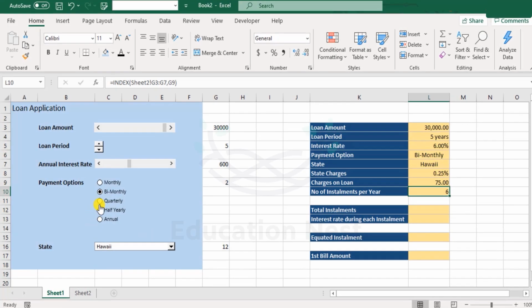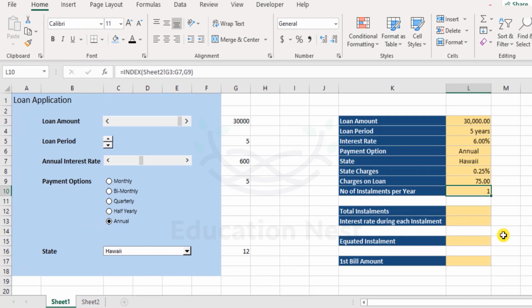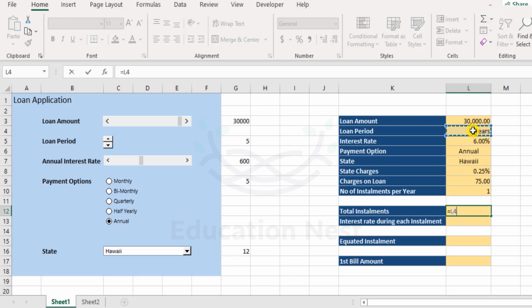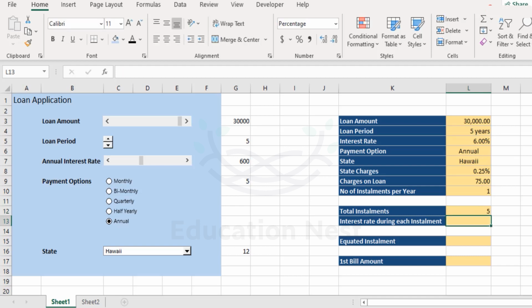For now, let's keep it to annual. So it's a 5-year loan paid once a year. That means 5 installments to be paid. So total installments will be the number of years multiplied by the number of installments per year. So you have your total installments.